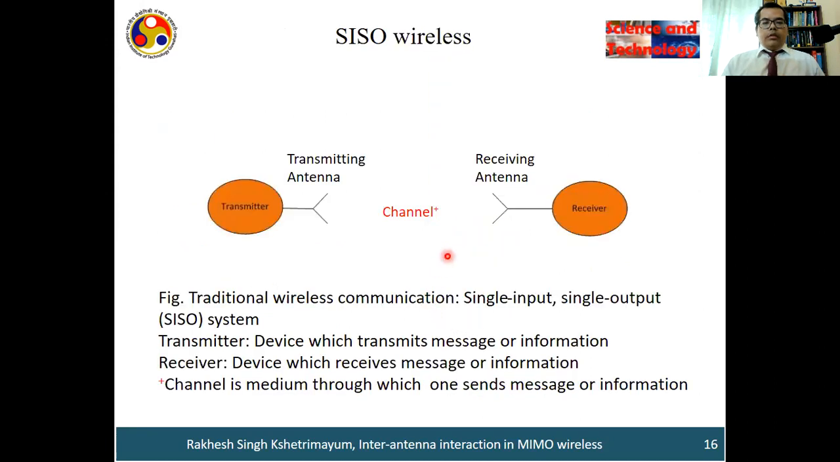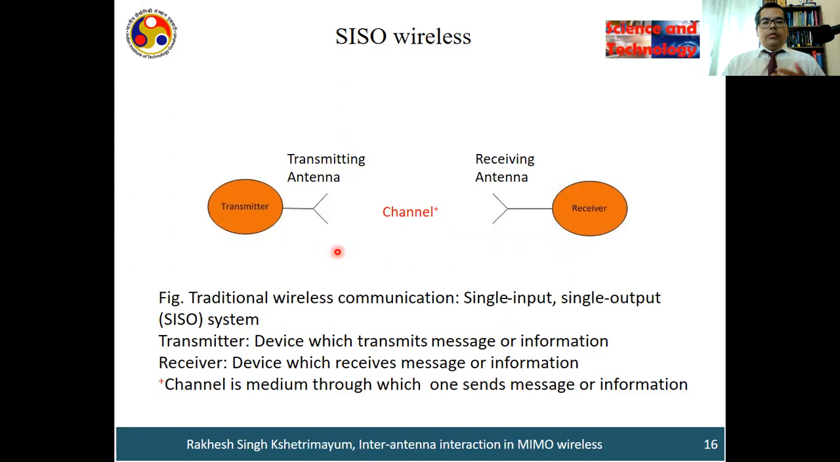Okay, so let us formally define what MIMO wireless is. Just before that, let us define what traditional wireless is. This is also called a single input, single output system. The name itself suggests that we have a single input and a single output. This is a traditional wireless communication setup where you have a transmitter which transmits signals and information. There you have a receiver, which will receive the signals and the information transmitted from the transmitter.